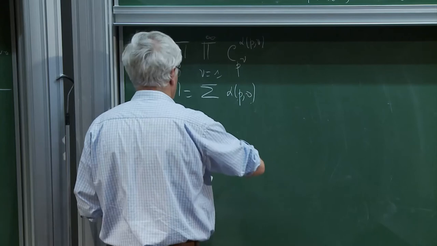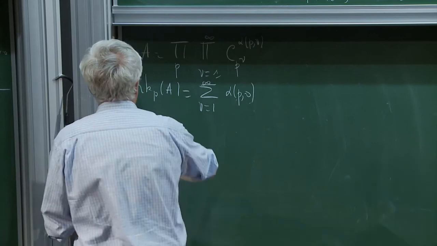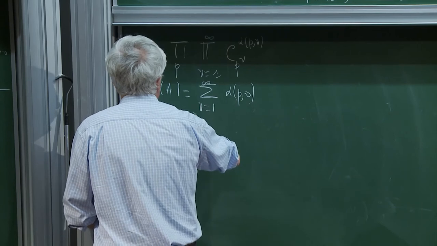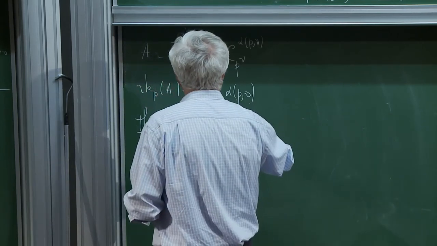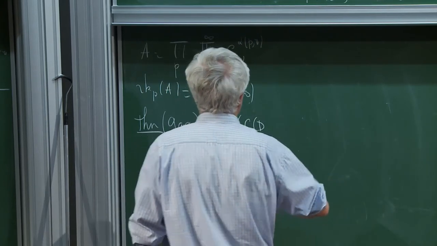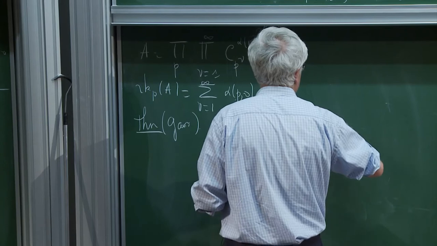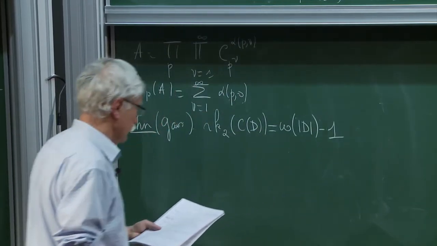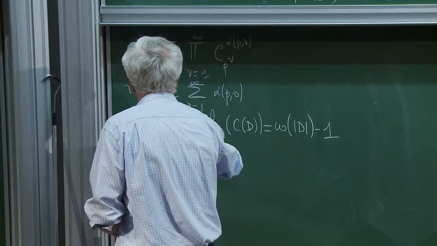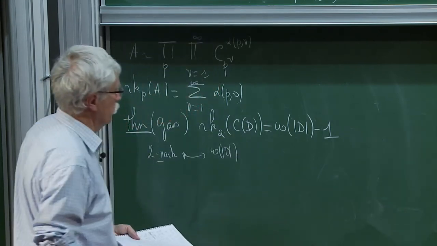So what is well known is the theorem of Gauss, always him, which says that the two-rank of C(D) is equal to the number of prime divisors of D minus 1. So in some sense, any question about the two-rank is a question about omega of D. So it's rather simple. So it's solved.